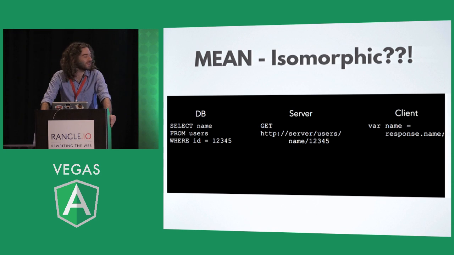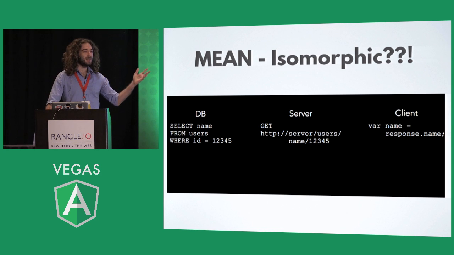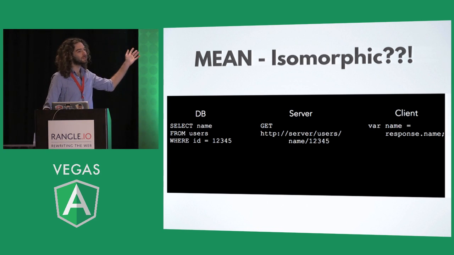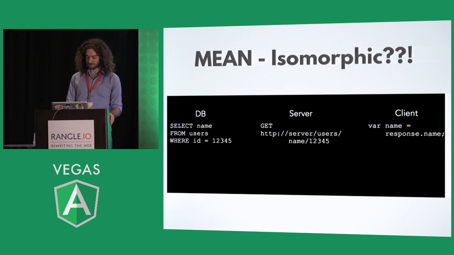So, okay, you can write JavaScript everywhere, but still the same party has a different name in each place, right? In the DB it looks like something else, so how can you share code like that? There's so much to learn.